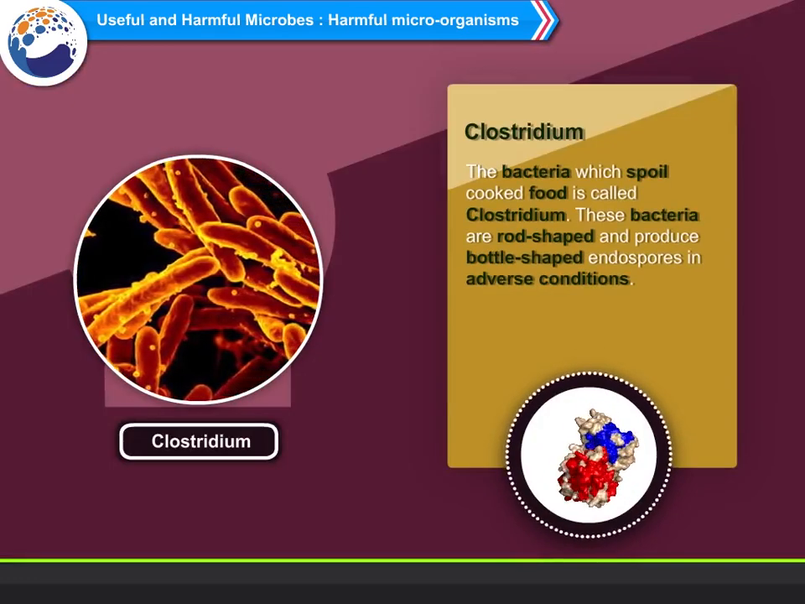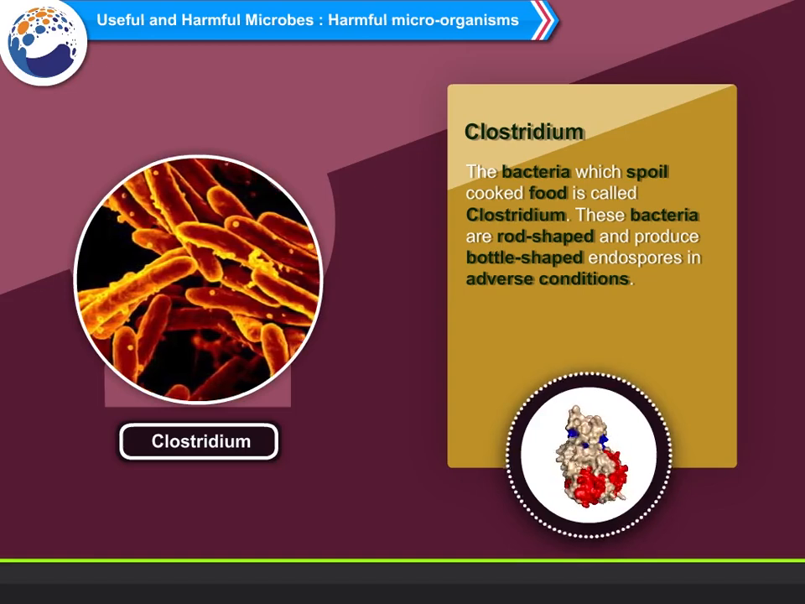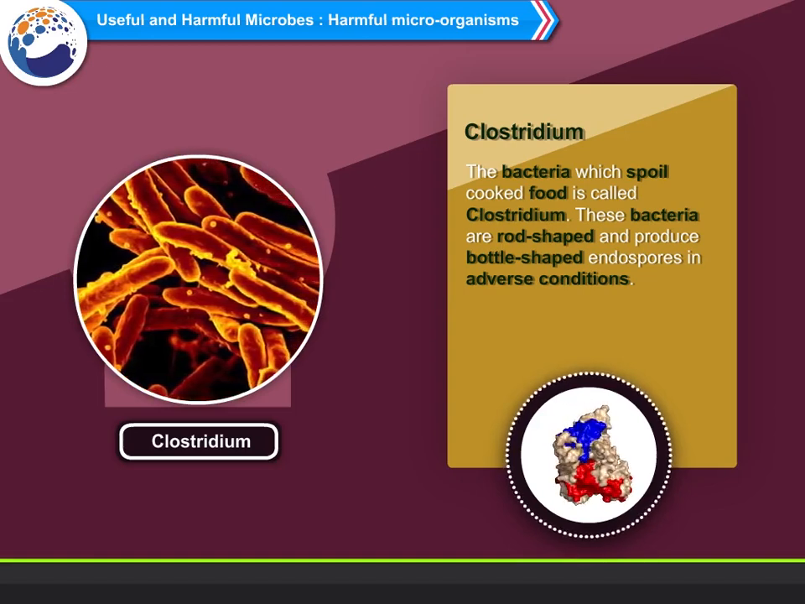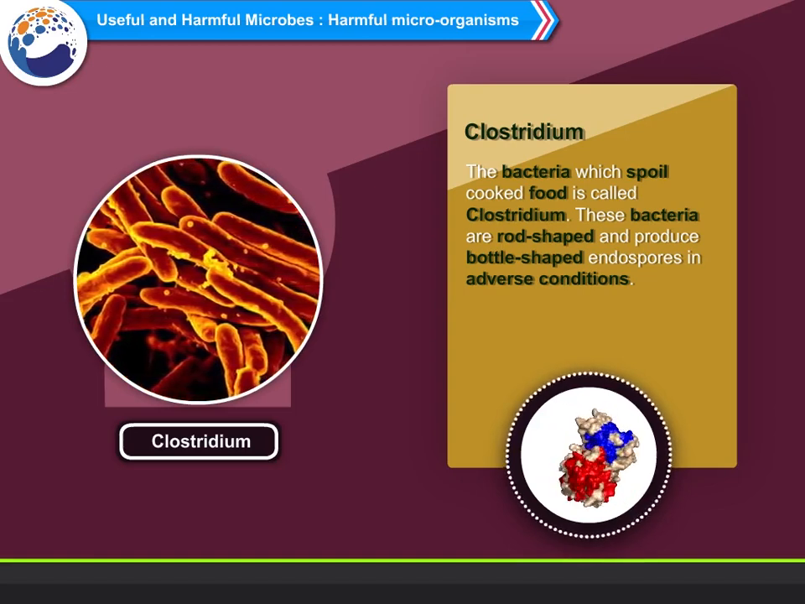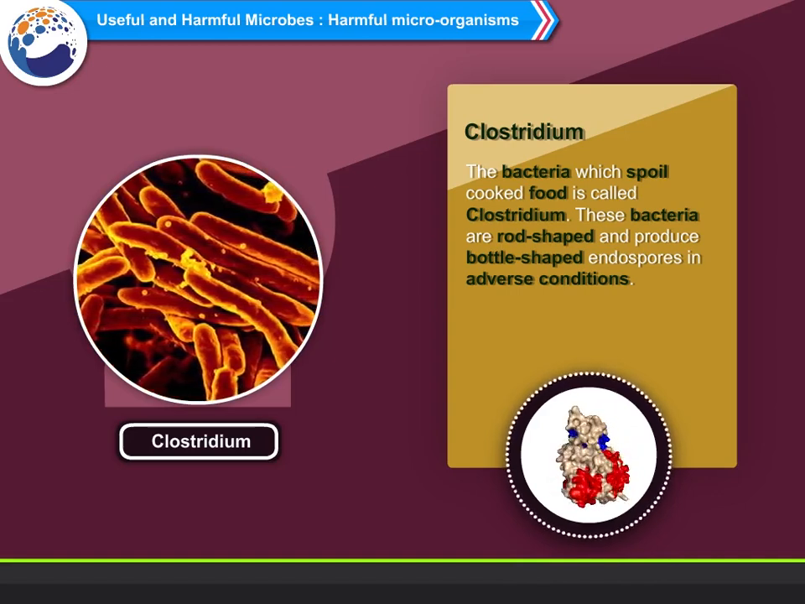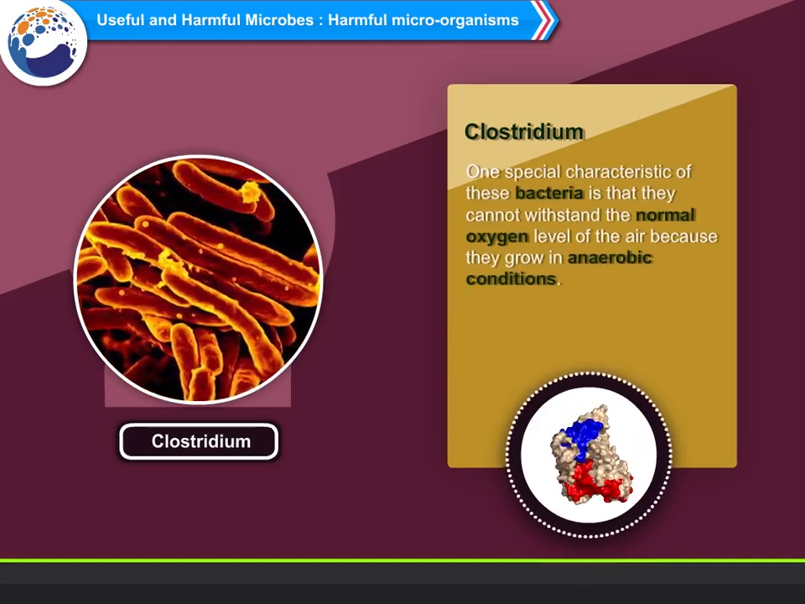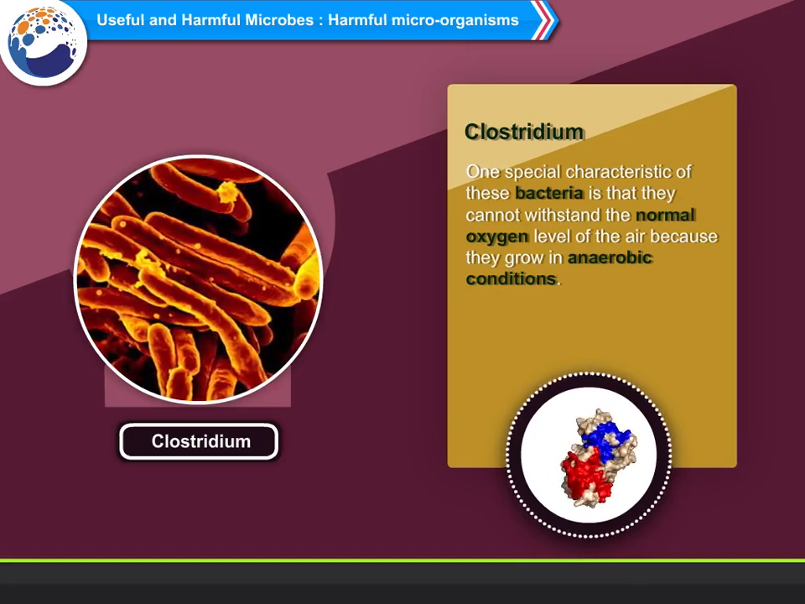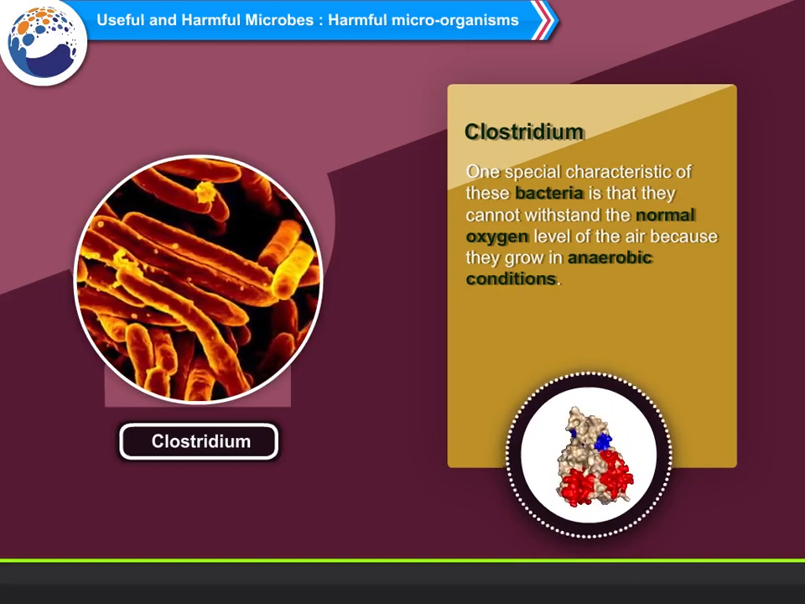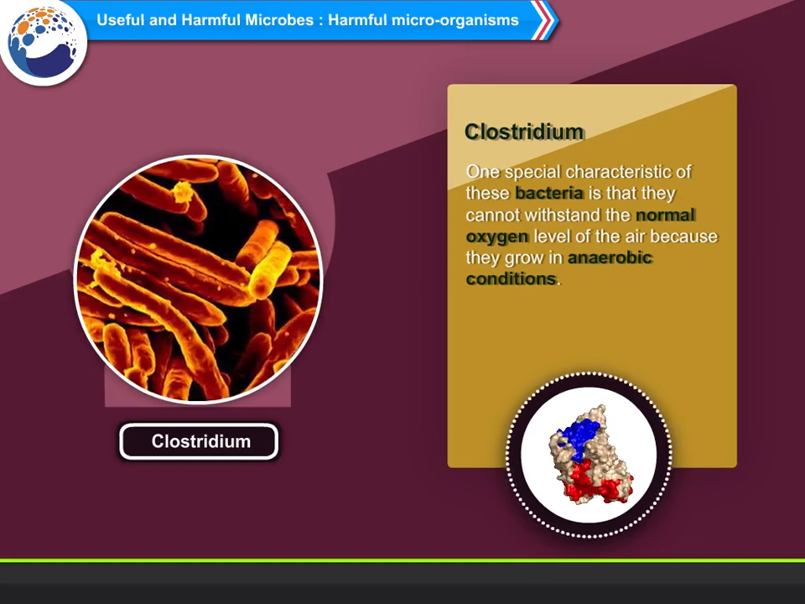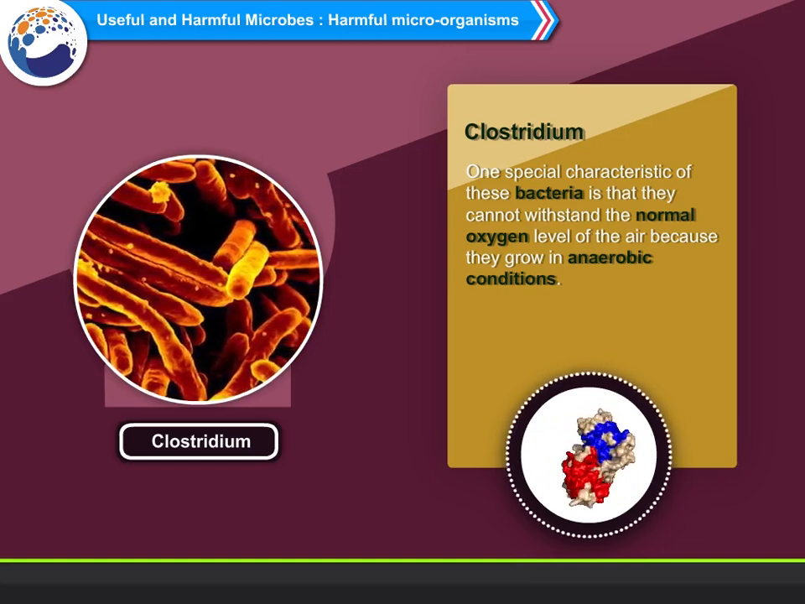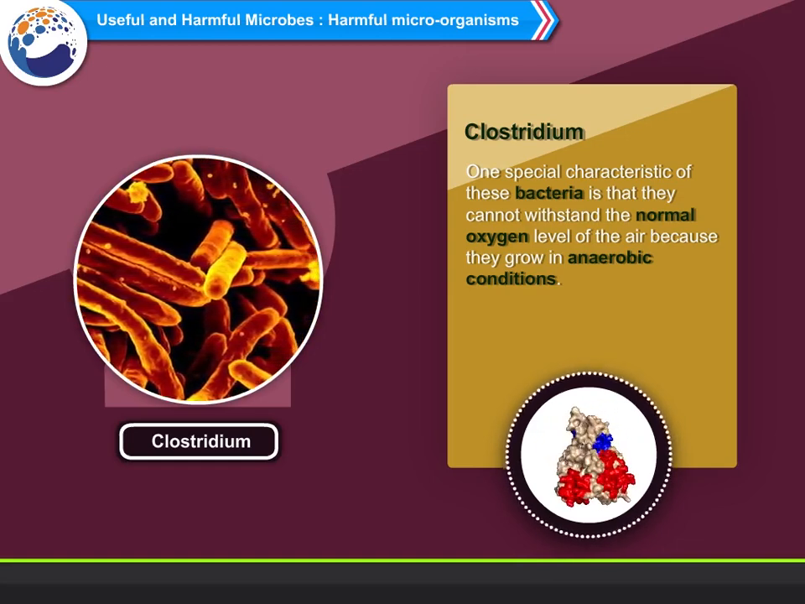Clostridium. The bacteria which spoil cooked food is called Clostridium. These bacteria are rod-shaped and produce bottle-shaped endospores in adverse conditions. One special characteristic of these bacteria is that they cannot withstand the normal oxygen level of the air because they grow in anaerobic conditions.